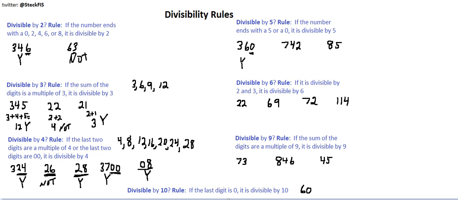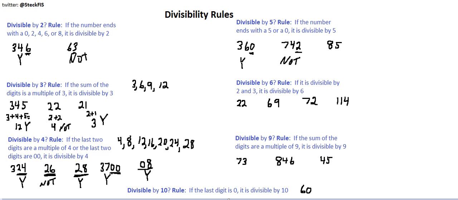All right, let's look at 742. We're going to look at the last digit. That's the only one that matters here. If it ends in a 5 or a 0, it is divisible by 5. It does not. So it is not divisible by 5.